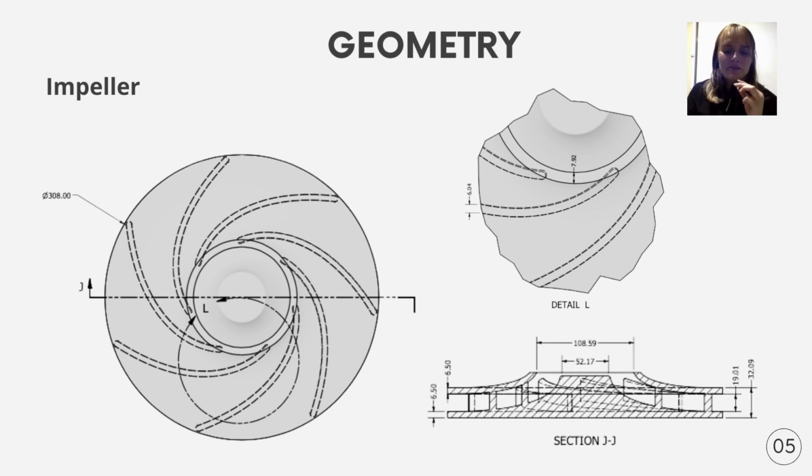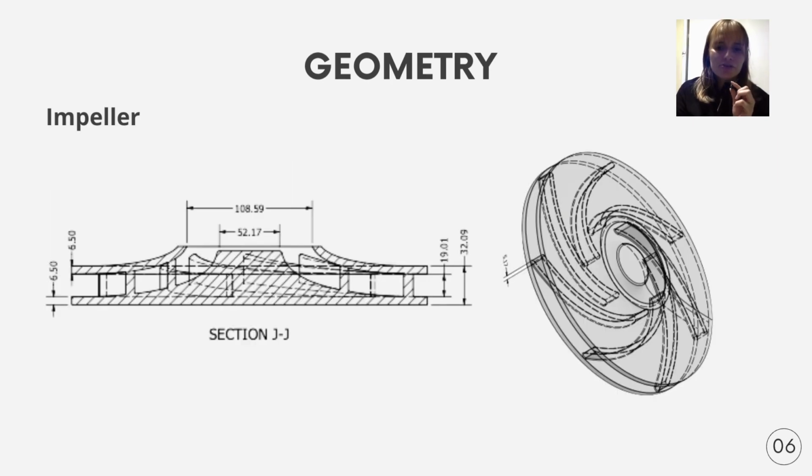Here are the detailed dimensions of the impeller. All measurements are in millimeters. The outer diameter is 308 millimeters, and a detailed view of section L is shown on the right, where the blade width and impeller eye diameter can be seen more clearly. A cross-sectional view is also shown. The cross-sectional view shows the height measurements of impeller, as well as the inner diameter of 108.59 millimeters. Other useful measurements for impeller construction are also shown in detail. On the right, there is a 3D view that shows the shape of the piece.